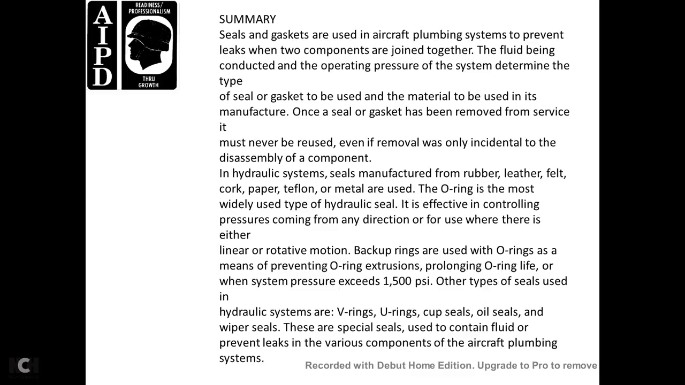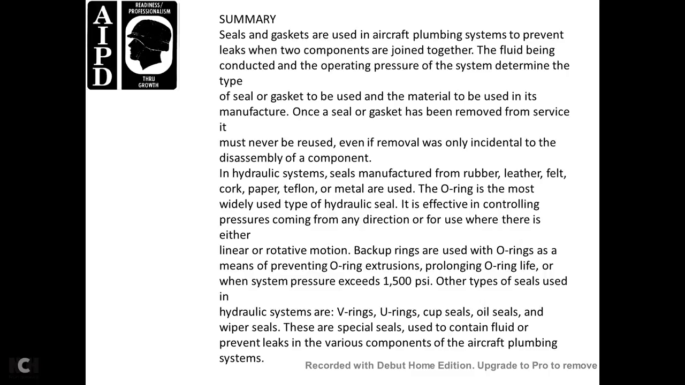Hydraulic system seals are manufactured from rubber, leather, felt, copper, paper, Teflon, and metal. The U-ring and O-ring are the most widely used hydraulic seals, effectively controlling pressure coming from any direction, for use where there is either linear or rotative motion. Backup rings are used with O-rings as a means of preventing O-ring extrusion and prolonging O-ring life. When system pressure exceeds 1500 psi, other types of seals are used.